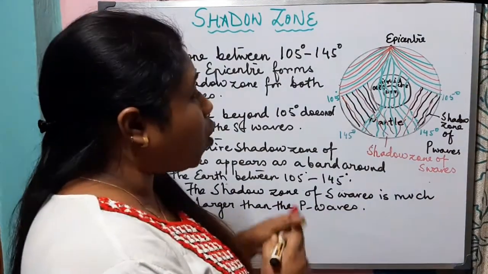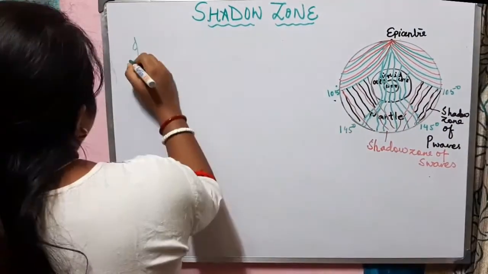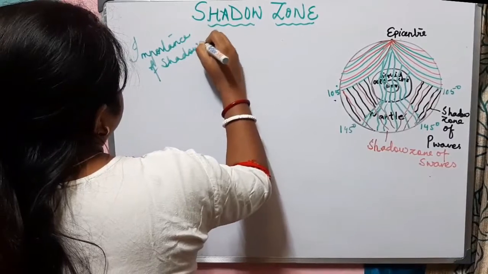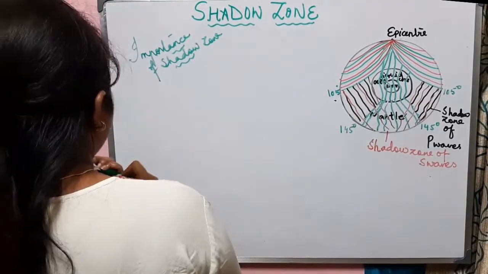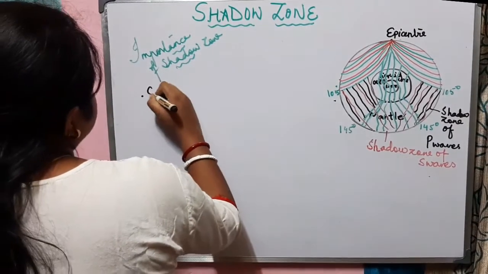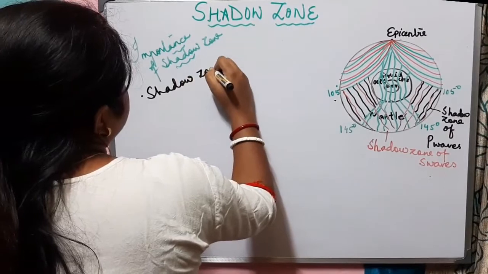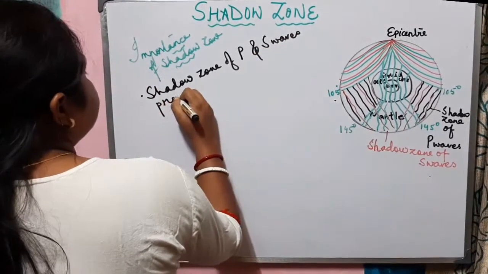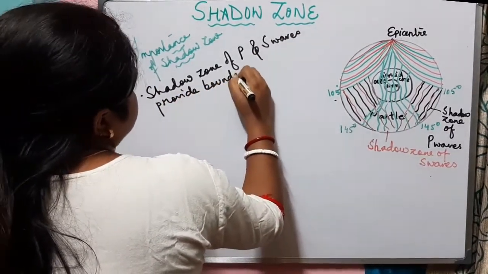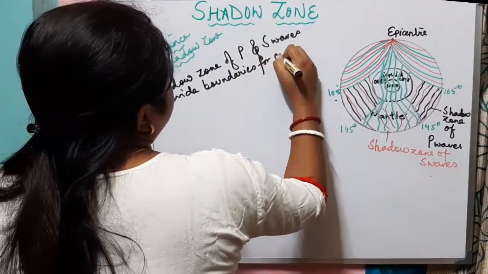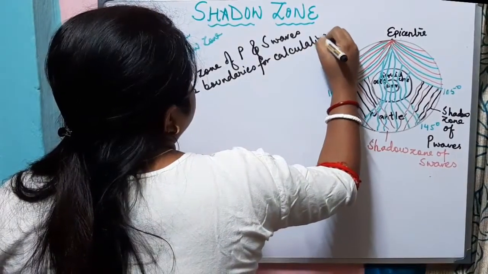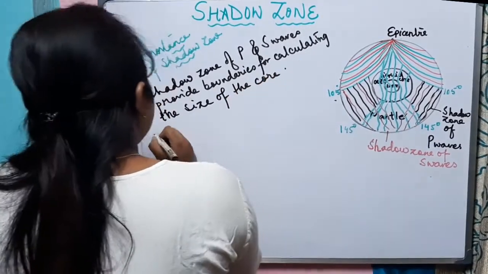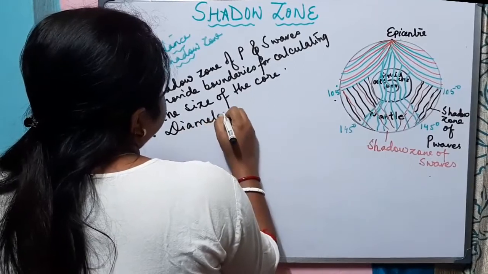Now let us know what is the importance of this shadow zone. First, the importance is that the shadow zone of P and S waves provide boundaries for calculating the size of the core. It helps us to know the diameter of the core.